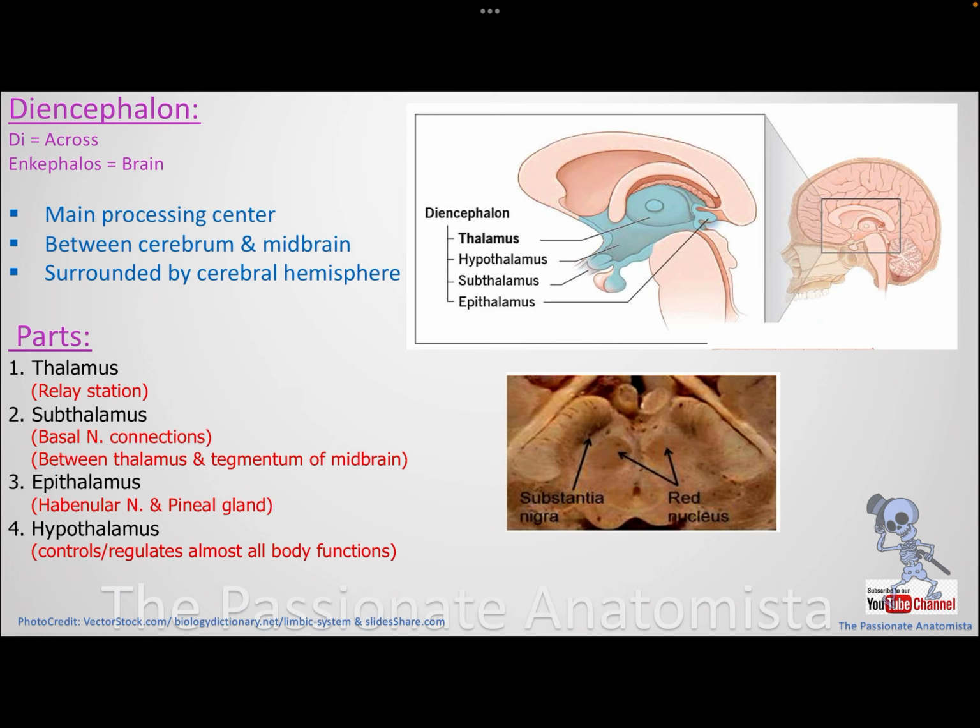So this is basic information about the subthalamus, and I said it here because I don't have a separate explanation for it. We talked about it in the basal nuclei collection, and you just need to know that it's part of the diencephalon.